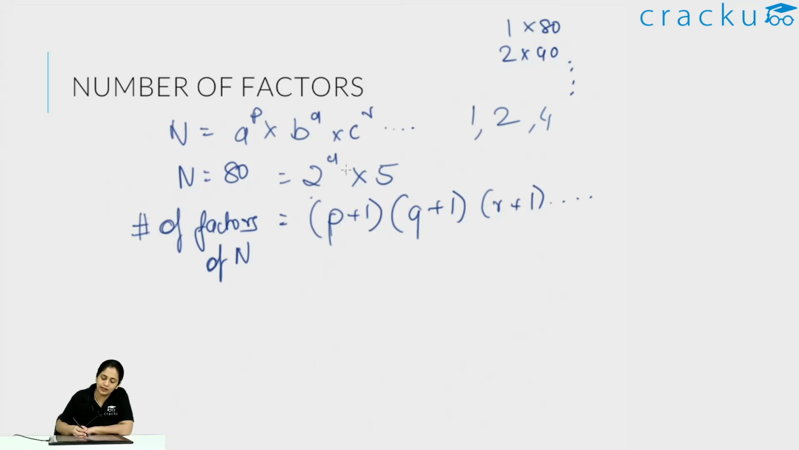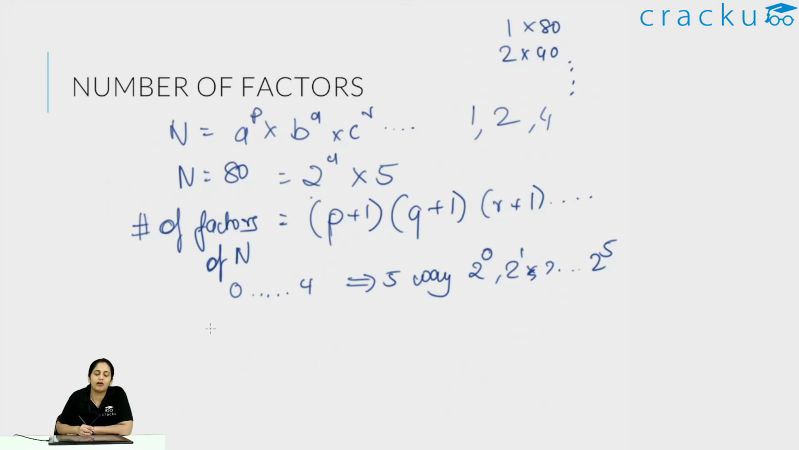So in how many ways can you select a power of 2? The power of 2 can be selected from 0 to 4, that is 5 ways. So this will basically be 2 raised to 0, 2 raised to 1, 2 raised to 2 and so on till 2 raised to 4. In how many ways can you select a power of 5? That can be done from 0 to 1, that is basically 2 ways. So that can be 5 raised to 0 and 5 raised to 1. Now if you multiply these two together, you get all the individual factors of 80. So 2 raised to 0 is nothing other than 1. Similarly 5 raised to 0 is 1.